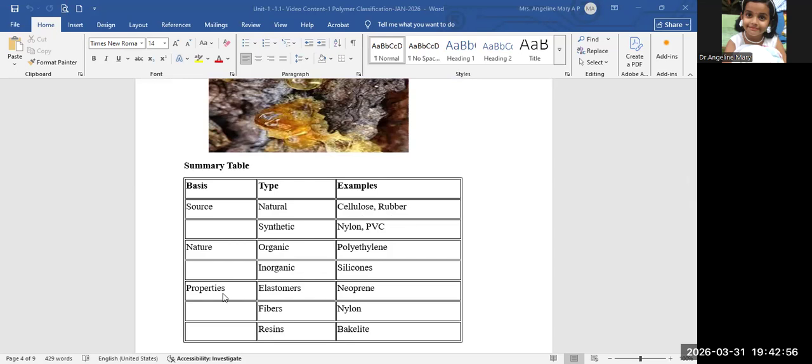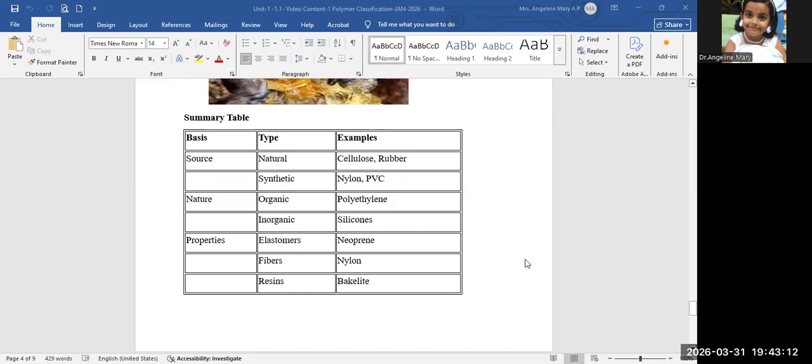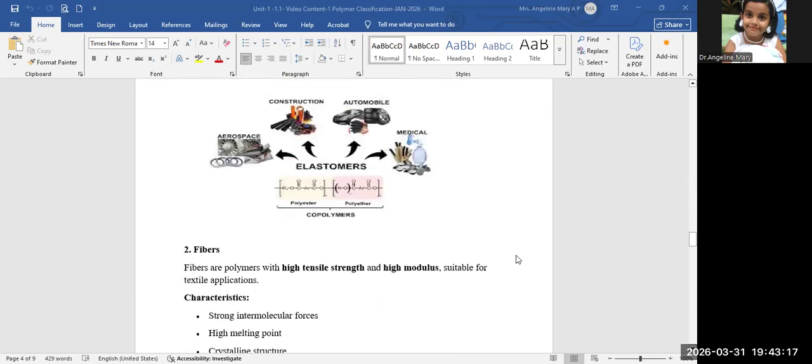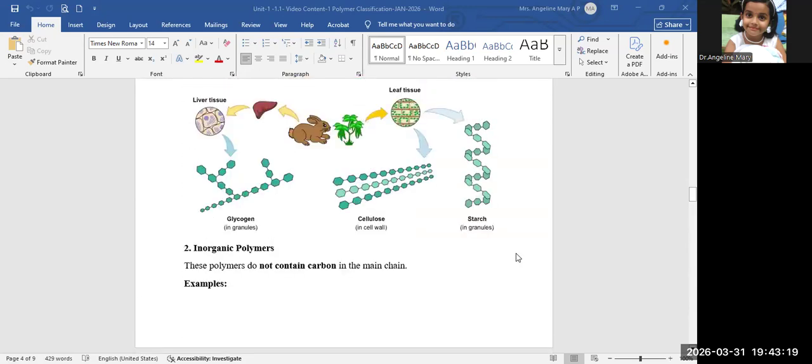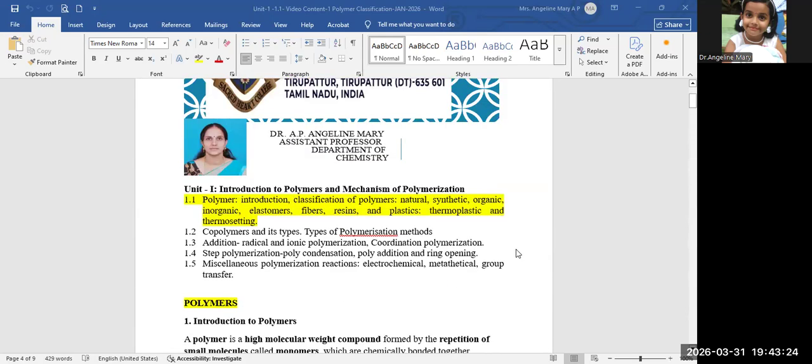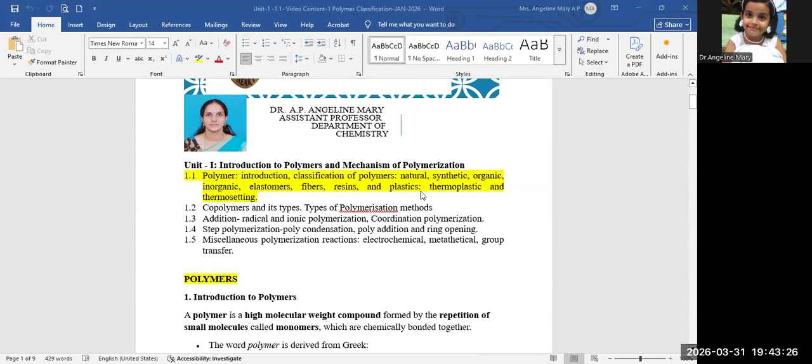Based on the physical properties, it is subclassified into three: elastomers, fibers, and resins. Elastomers, for example neoprene; fibers, nylon; resins, Bakelite. So far we have seen the basic introduction of polymers. In the next class, we'll go for plastics, that is thermoplastics and thermosets.